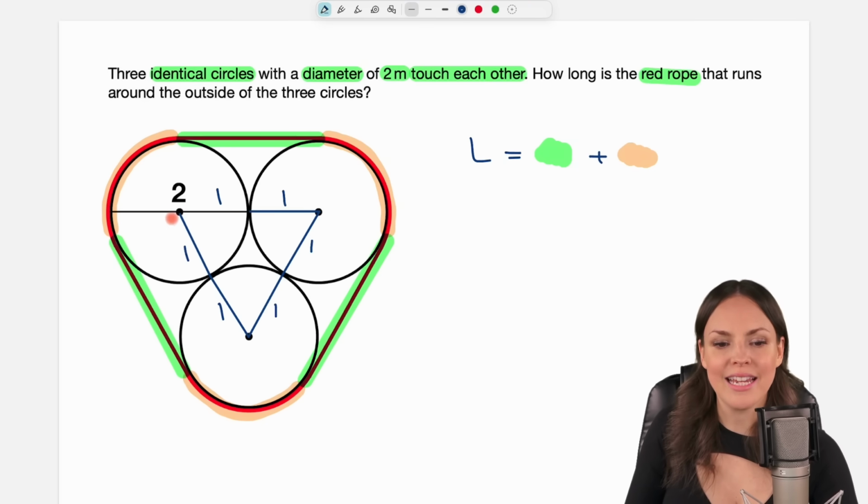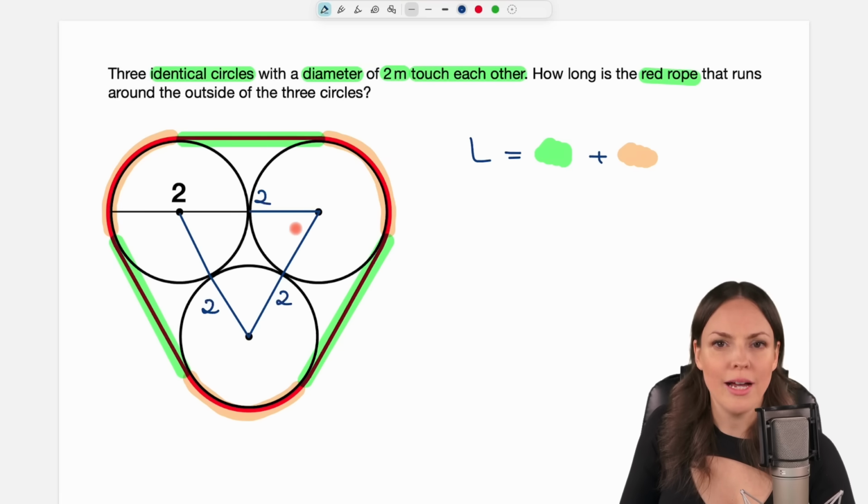What about the lengths of the sides of my triangle? I have 1 plus 1, which gives me 2 here. 1 plus 1 here as well, which gives me still 2. And here I also have length 2, so this is an equilateral triangle.